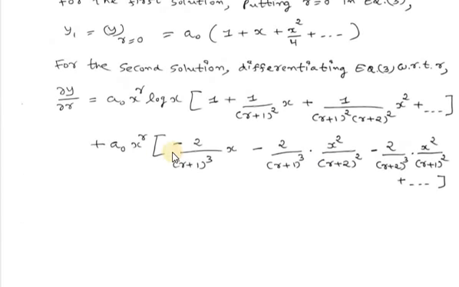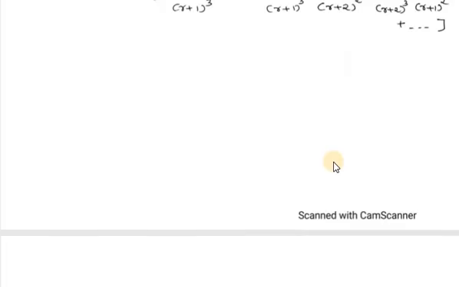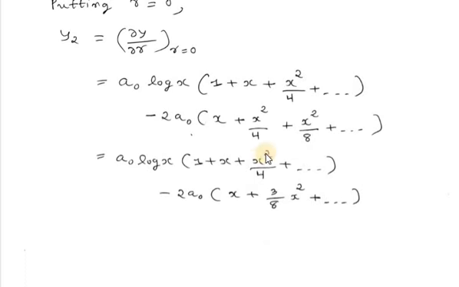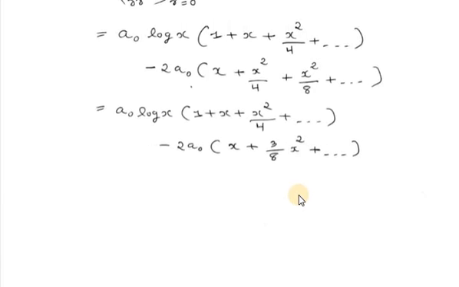Similarly, over here, we will put the value of r equals 0. And after simplification, you will get this term, that is minus 2a0 into bracket x plus x square by 4 plus x square by 8 plus and so on. Okay. Now you can simplify these two terms, x square by 4 and x square by 8, by taking the LCM, so it will become 3 by 8 x square, and the remaining terms will be as it is. So this is y2. Okay.